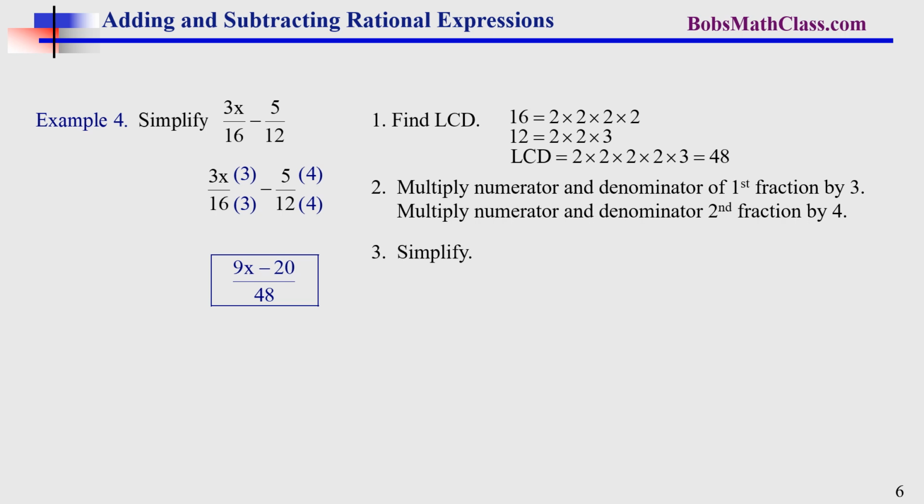And you're all done. Nothing factors from the top. Nothing goes into both 9 and 20, so we're all done. If that were an 8x minus 20, then we could factor out a 4, but it's a 9, so that's it.